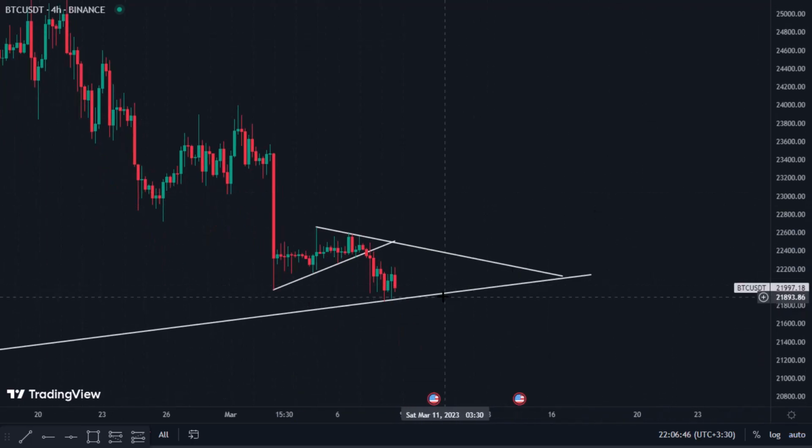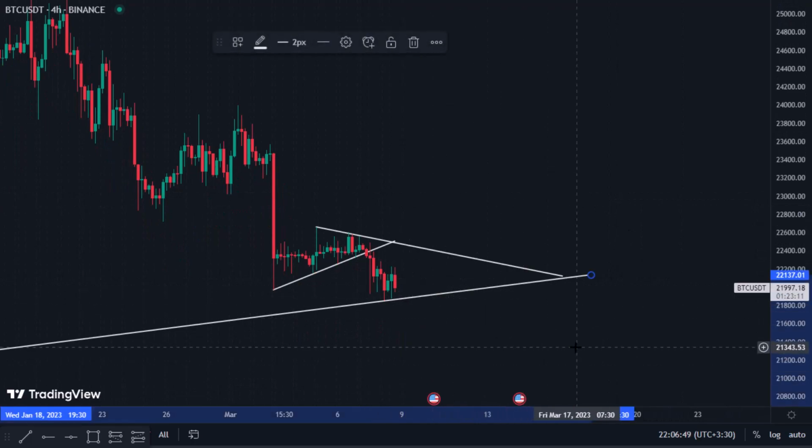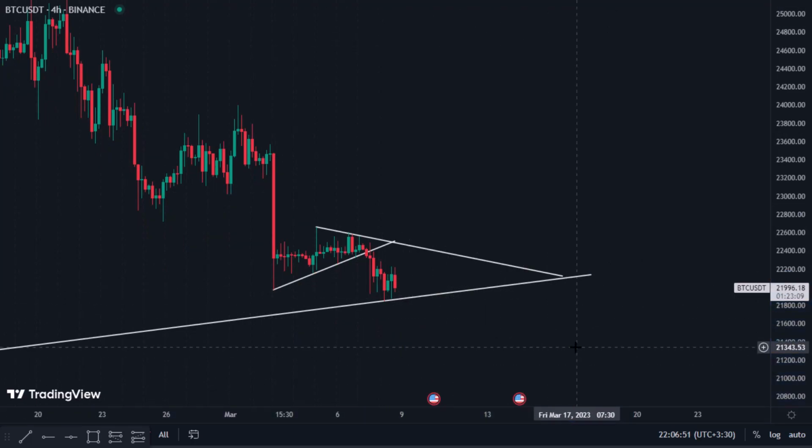If this trend line breaks, we can go for sell positions, but the body of the candles must close out of the trend line, okay? Not shadows. If you see shadows, we extend the line.